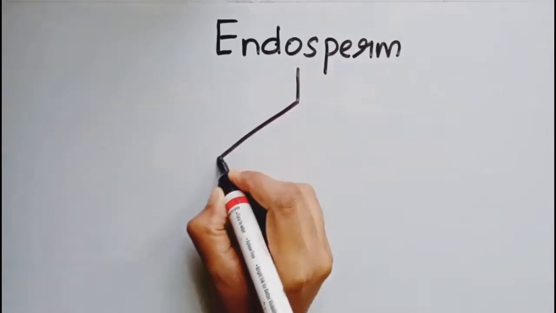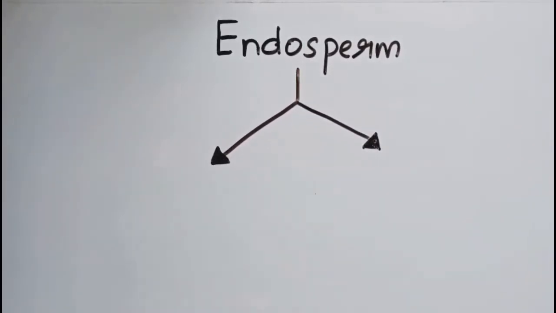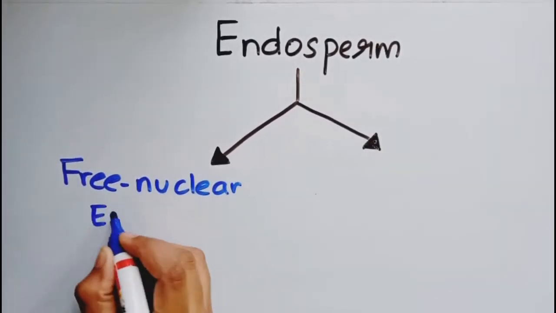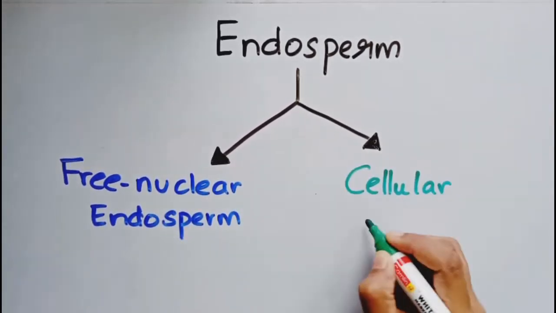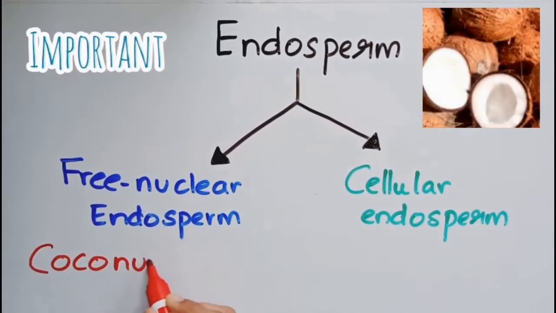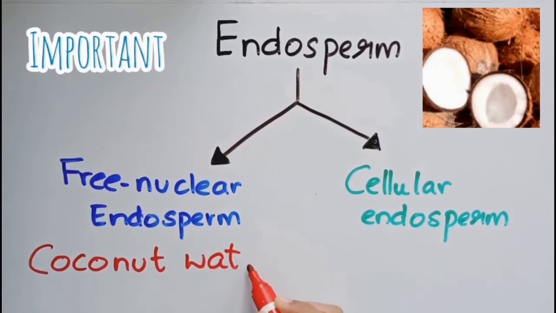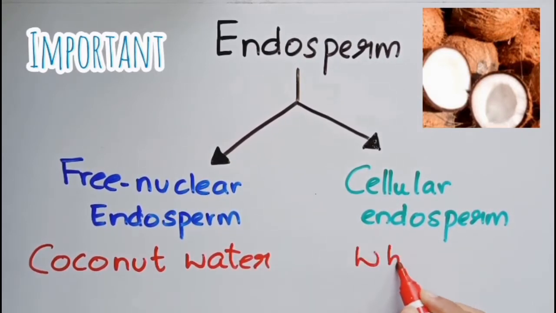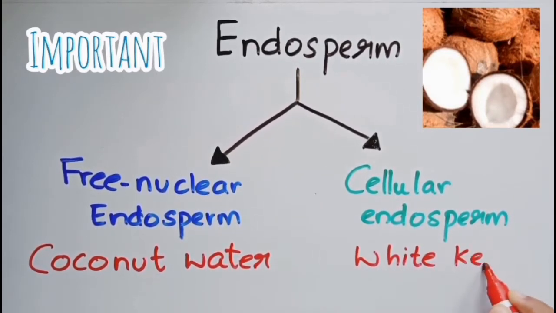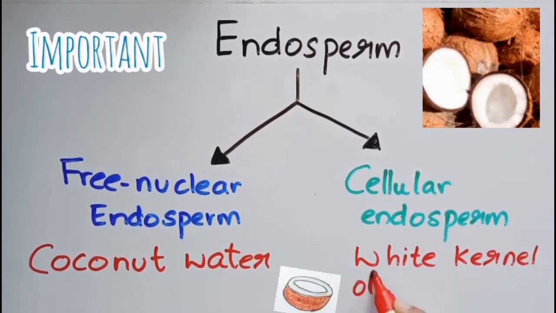We have learned about the endosperm development. It's of two types: free nuclear endosperm development, and the other one is cellular endosperm development. The coconut water from tender coconut that you're familiar with is an example of free nuclear endosperm. And the white kernel of the coconut is the cellular endosperm.